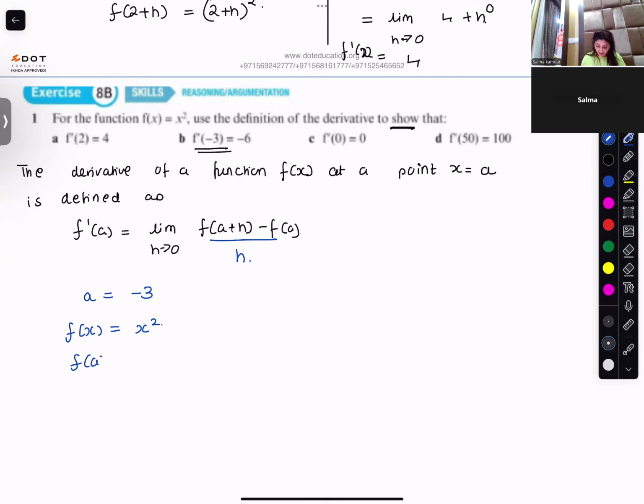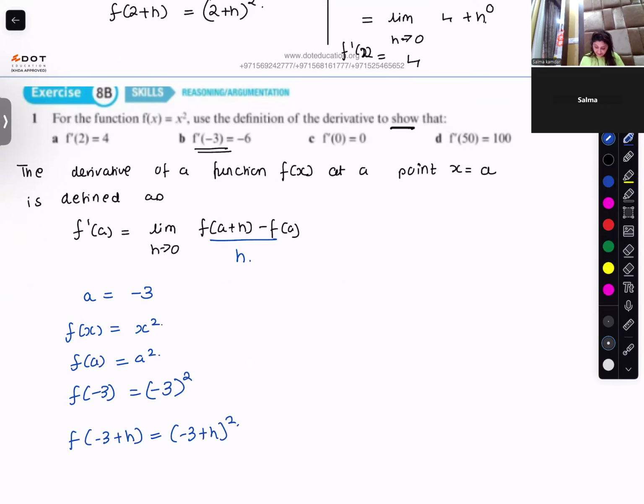So f of a will be equal to a square. So f of minus 3 will be equal to minus 3 the whole square, and f of minus 3 plus h will be equal to minus 3 plus h the whole square. So f of a and f of a plus h. Now I put the formula.